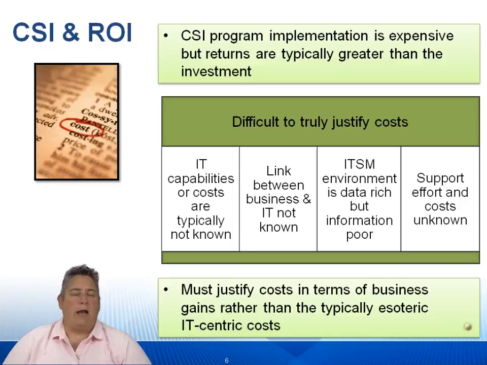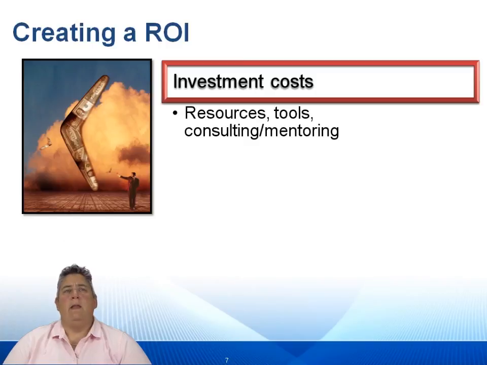Each time, and no matter how we define it, we have to justify the cost in terms of business gains rather than IT-centric costs. Because when you think about it, IT doesn't have a value. The value is in how the business can exploit what IT provides. So something to think about on that point. We put together a set of rules. We measure the data and we say, this is how we're going to do it. We get agreement across the organization. We've now met those requirements and we can justify costs. To create a return on investment, we need to look at investment costs.